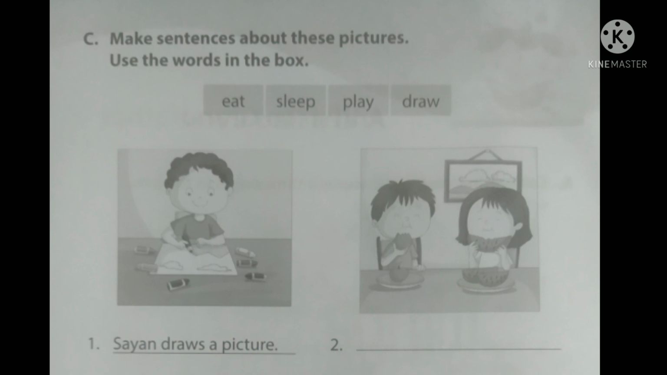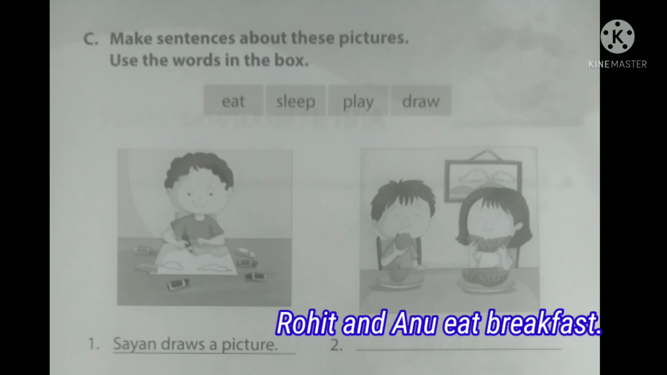See the second picture. There we can see a boy and a girl sitting on the dining table, and they are eating their breakfast. So how can we write? We can give them names. Rohit and Anu eat breakfast. We select eat from the box. Okay. So how is it written? Rohit and Anu eat breakfast. All of you write. Rohit and Anu eat breakfast.